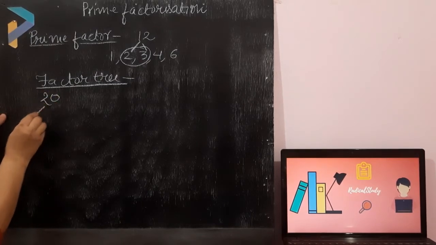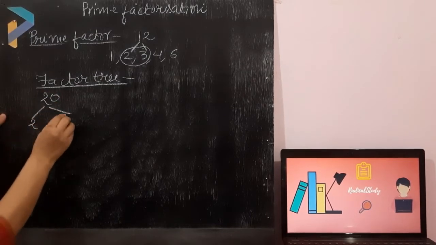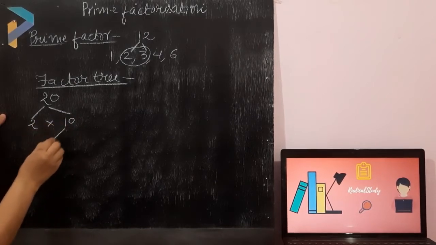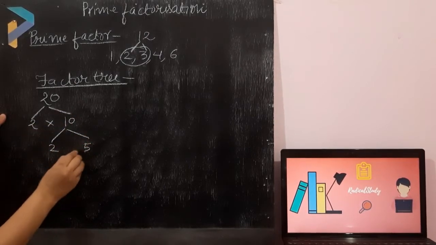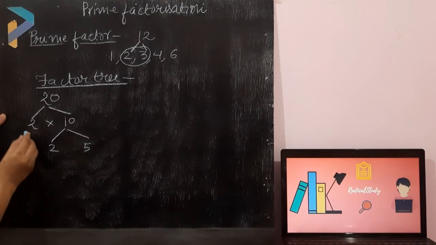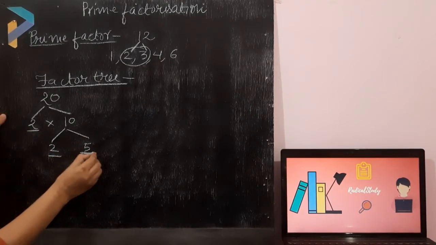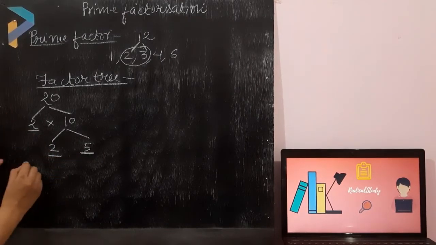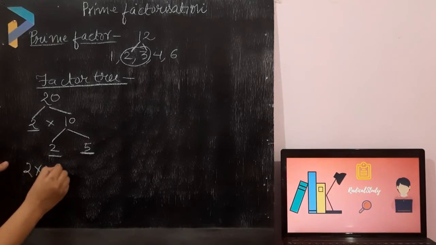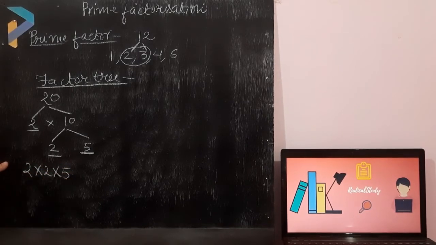Okay students, now I am making the factor tree of 20. 2 tens are 20, right? Now 2 fives are 10. After 5 it's not possible. So 2 and 5 are what? 2 and 5 are prime numbers. So the prime factorization will be 2 into 2 into 5.